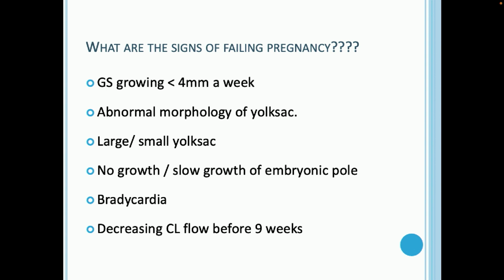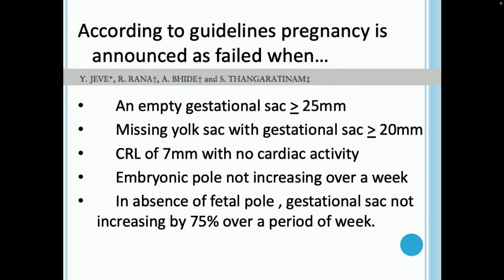What are the signs of failing pregnancy? A gestational sac which is growing at less than 4 millimeter a week, abnormal morphology of the yolk sac, large or small yolk sac, no growth or slow growth of the embryonic pole, bradycardia, and decreasing corpus luteal flow before 9 weeks. But these are the signs which tell you pregnancy is at risk. It looks like failing. It is not yet failed.